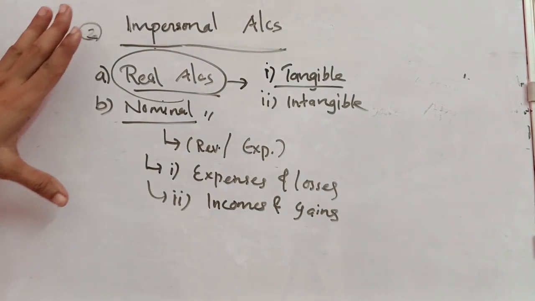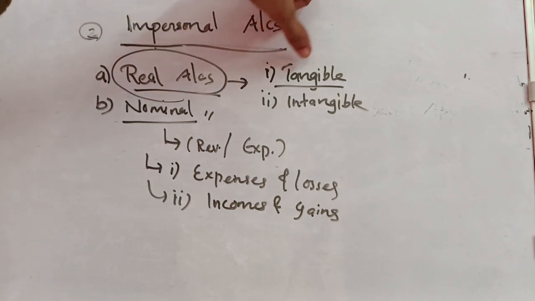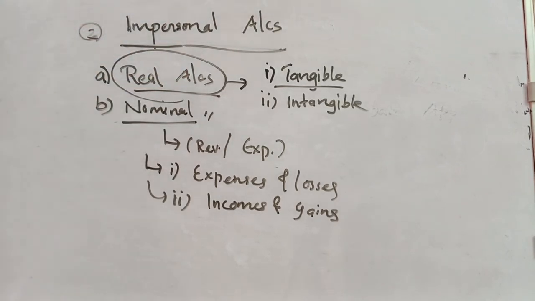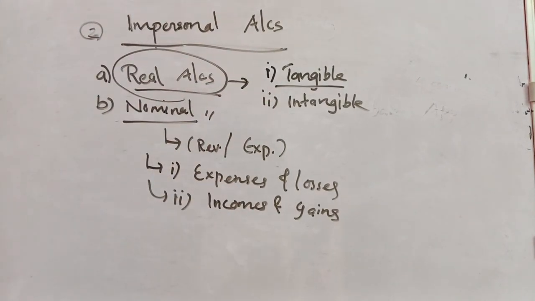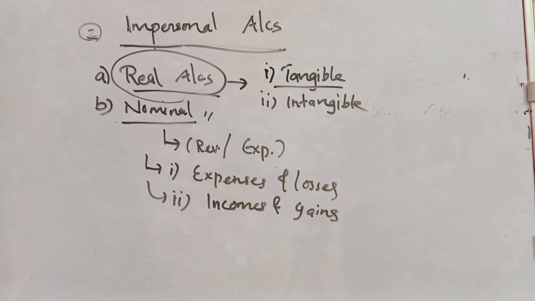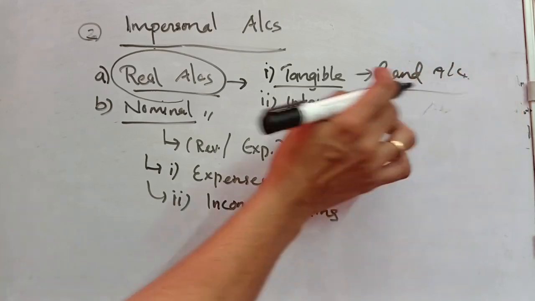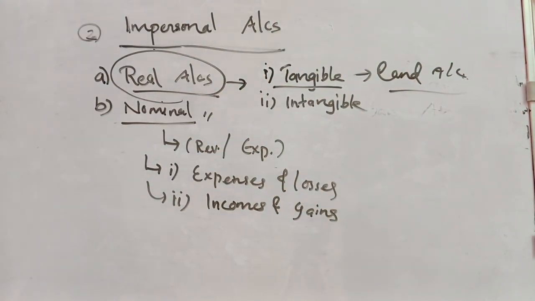Tangible real accounts are the accounts created in the name of assets which are tangible in nature, that is, which can be touched or felt. Tangible real accounts relate to such things which can be touched, felt, measured, etc. For example, land account, stock account, building account, etc. come under tangible real accounts.